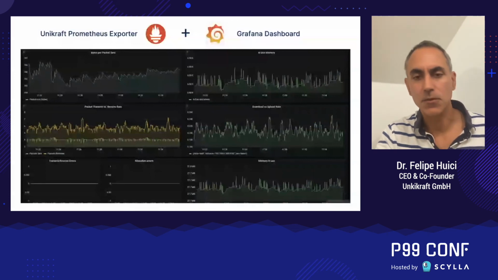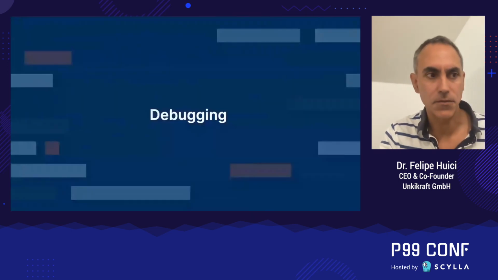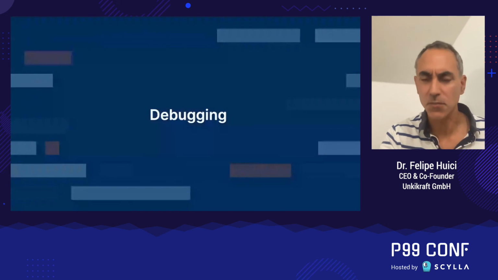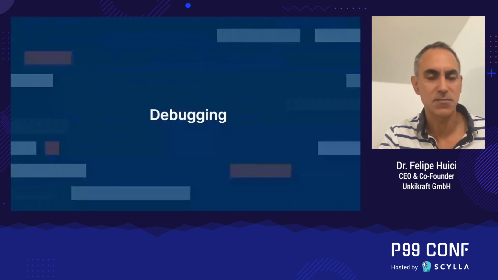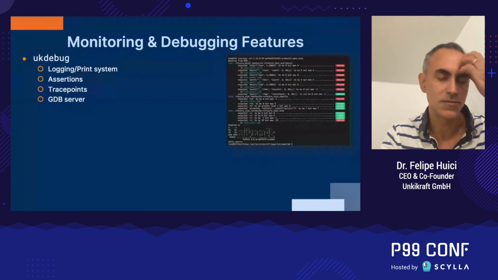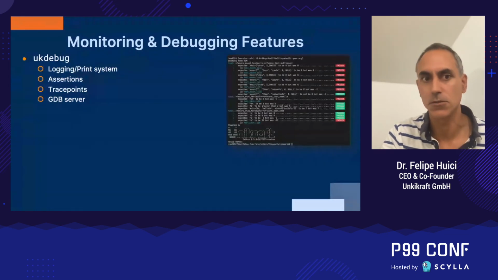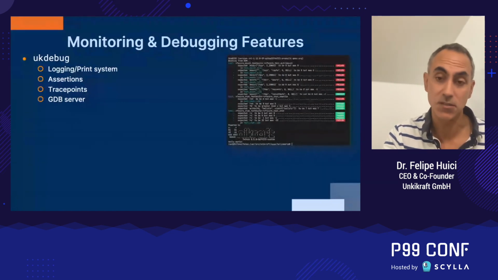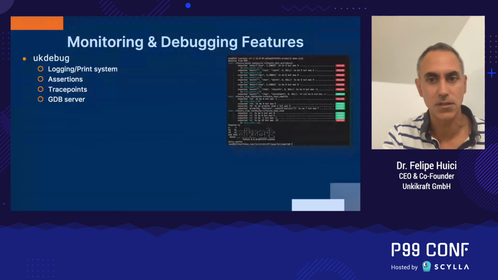Okay, another quick thing I wanted to bring up is debugging. If you've heard of unikernels before, one of the weak points in the past has been that debugging has been a bit of a dark art and a little bit difficult in terms of tooling. In Unikraft, we're trying to fix that. So there's, again, an optional library that you can turn on called UK debug, and it has a logging and print system, assertions, trace points, but most importantly, it has a GDB server. So you can debug this as you would any sort of application or the Linux kernel. It's a full GDB server.